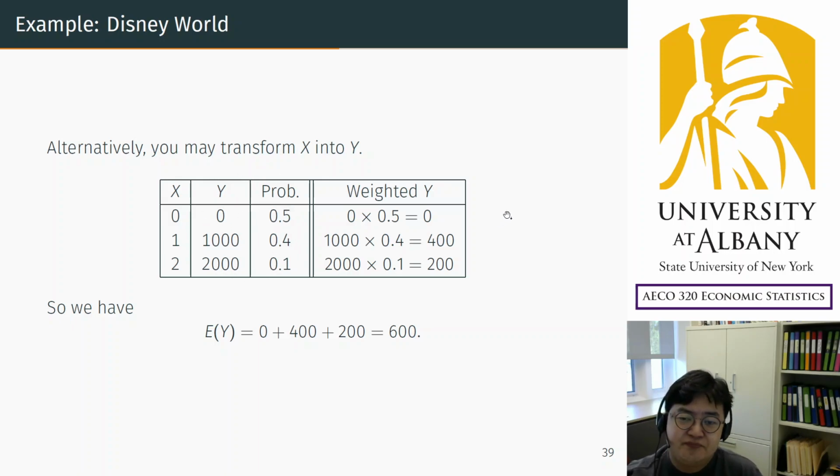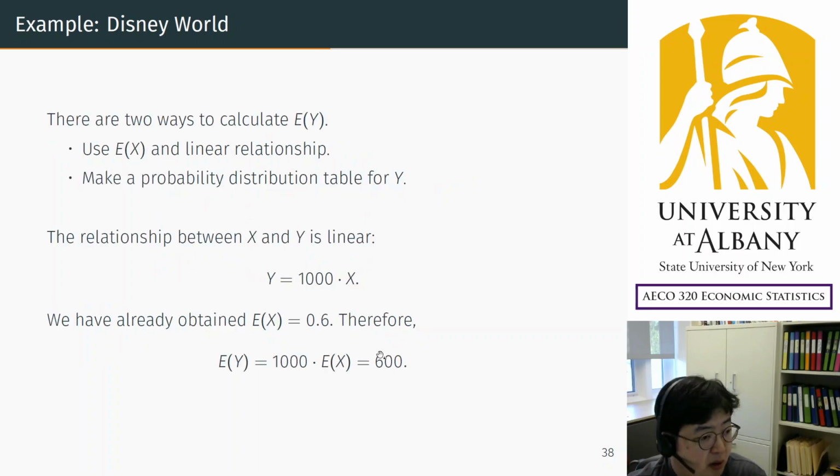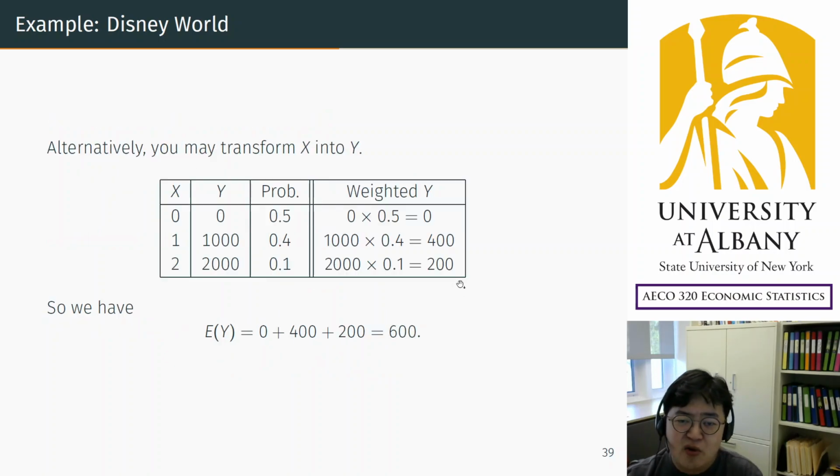And then you multiply the outcome for the new random variable and its probability to obtain the probability weighted outcome. So 0 times 0.5, 0; 1,000 times 0.4, 400; 2,000 times 0.1, 200. So add all these three numbers. Then the answer is 600, right? As it should be, this is the same as this number, of course, because the relationship is linear. So either way, it's not a big problem.